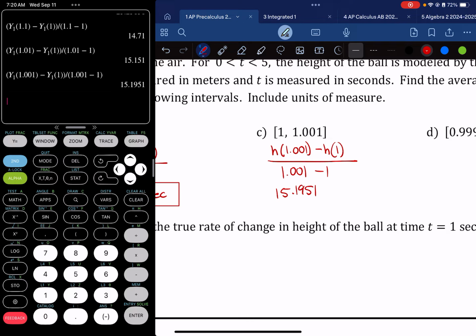15.1951. Again, why am I not rounding to 3 decimal places? Didn't you just talk about that? Yeah, but it was exact at 4 decimal places. Might as well just keep it. And again, units are meters per second. So I'm going to go ahead and box that.